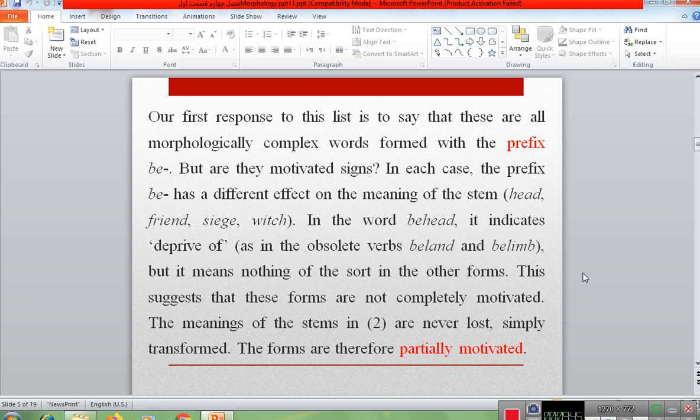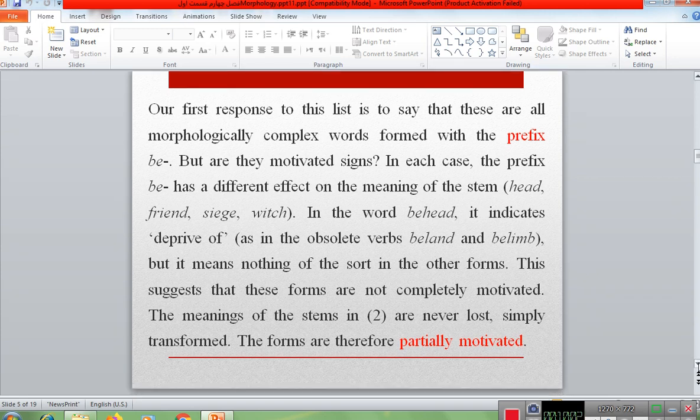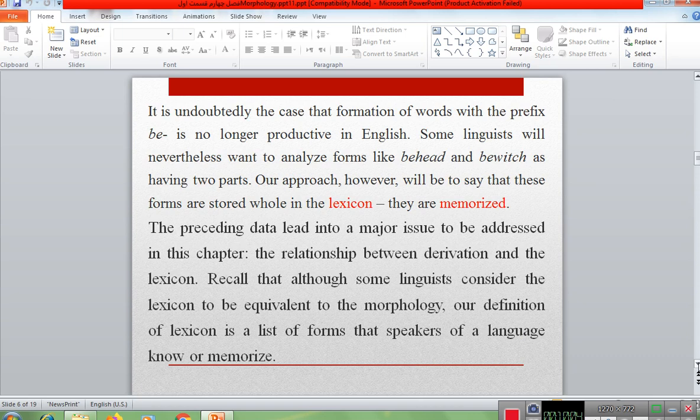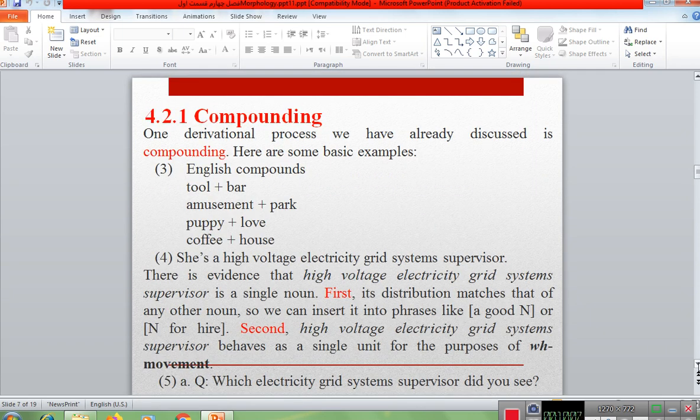So the preceding data, as you see the examples, lead into a major issue to be addressed in this chapter: the relationship between derivation and the lexicon. As you see, this is the title of the chapter. Recall that although some linguists consider the lexicon to be equivalent to the morphology, our definition of lexicon is a list of forms that the speakers of a language know or memorize.